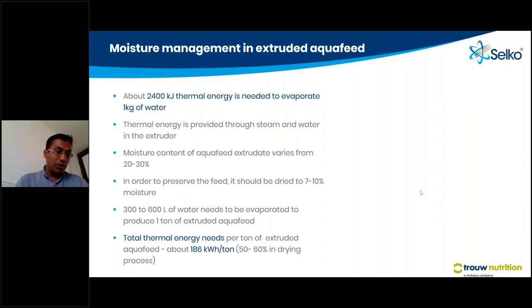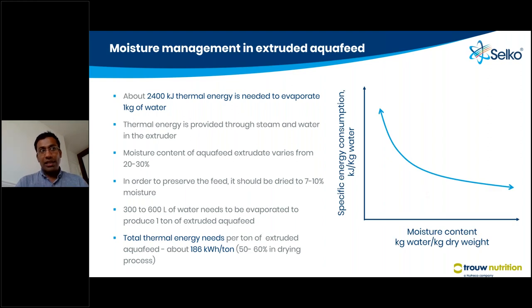The total thermal energy needed per ton of extruded feed is about 186 kilowatt hours per ton of feed. Roughly 50 to 60% of it goes to the drying process. So if you are able to reduce the moisture in the process, you are able to save a lot of energy in the drying process. Each percent reduction gives you about 8% savings in evaporation.